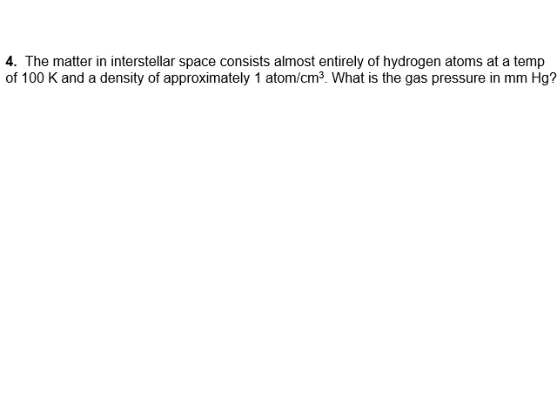The matter in interstellar space consists almost entirely of H atoms at a temp of 100 K and a density of approximately 1 atom per cc. What is the pressure? And then again, they want it in millimeters of mercury. So at first glance, this looks hard, but it actually turns out to be super easy. We just have to make an assumption. And when you have an assumption problem, or what I call a problem where you have to make an assumption, you can make your own assumption.